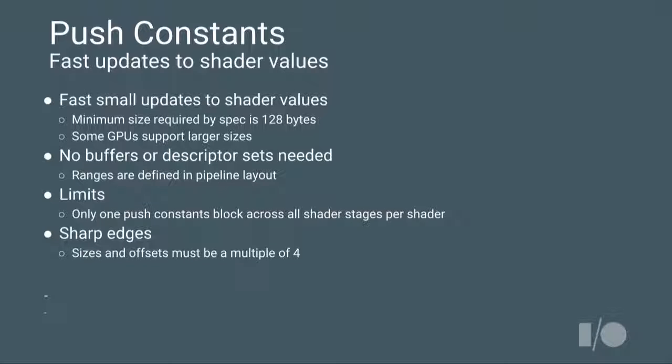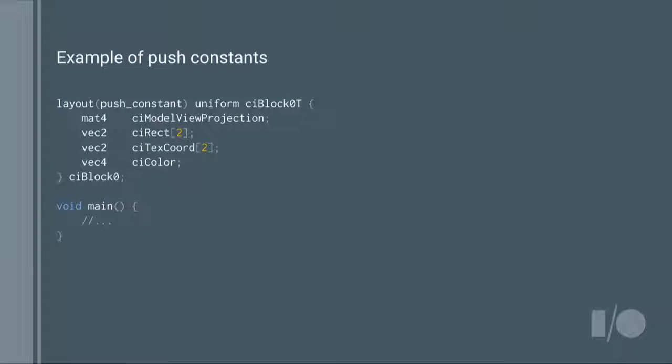And the sharp edge is that the size and the offsets must be a multiple of 4. It's not really a sharp edge. 4 is the default machine word size for pretty much any GPU, so if your size and offset is not a multiple of 4, something went wrong somewhere else horribly. But they are really quick and fast, and Cinder does have a sample of how to use this. And here's what they look like. It just looks like a uniform block, except where the layout is, it has push_constant.